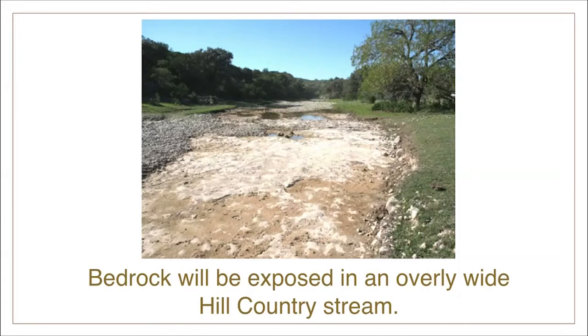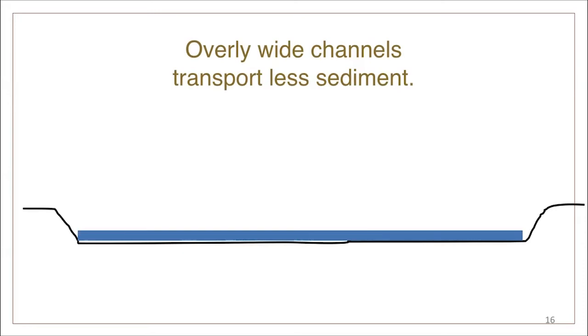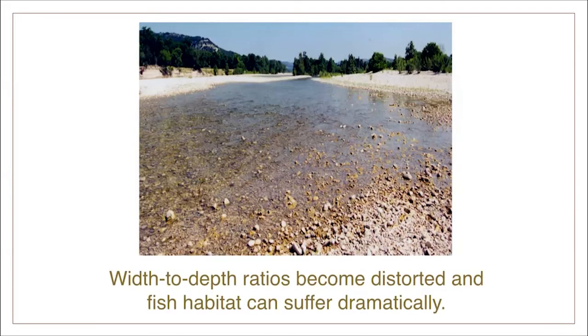Pictured here is an example of a hill country stream channel that has received more flood energy than it could accommodate. It has washed out and become overly wide, exposing the bedrock. When a stream channel becomes overly wide, it can no longer efficiently transport sediment. Base flow is spread very thin, and even what was bank full is now too shallow to reach the floodplain. When the width-to-depth ratios become so out of balance, fish habitat can suffer dramatically.